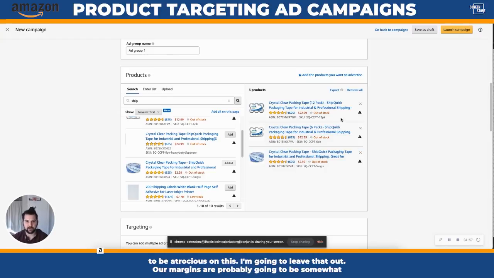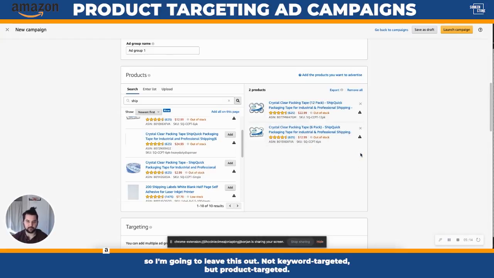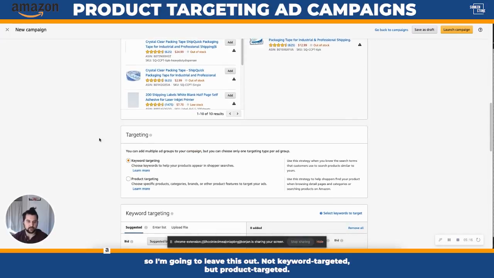Our margins are probably going to be somewhat similar, and the extra conversion rate of the $12.99 is probably going to outweigh the increased margin of the $2.99, but that's really not going to be the case with the $22.99, or with this $2.99. So I'm going to leave this out. So not keyword targeted, but product targeted.